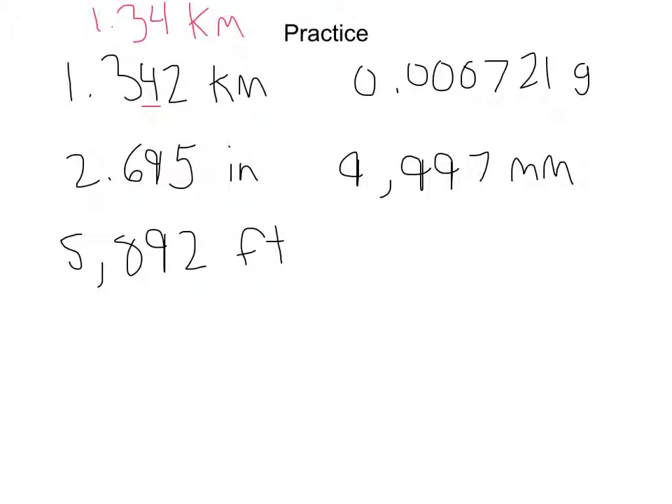Alright, next is 2.695 inches. So the 9 is our third digit. We look to the next digit and we got a 5, so the 9 rounds up. So this is a little interesting. Since the 9 rounds up, it goes up to 10, which means the 6 also has to go up. So we're going to end up with 2.70 inches. Alright, 2.70. So now we've got 1, 2, 3 sig figs just like we wanted.